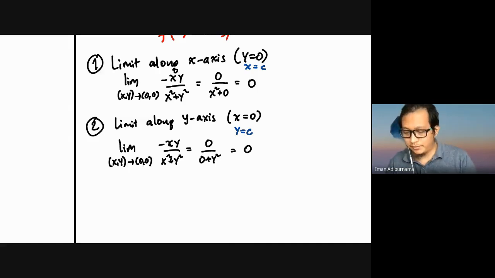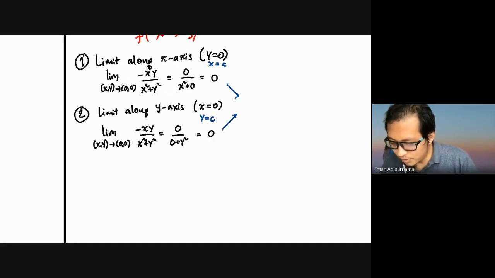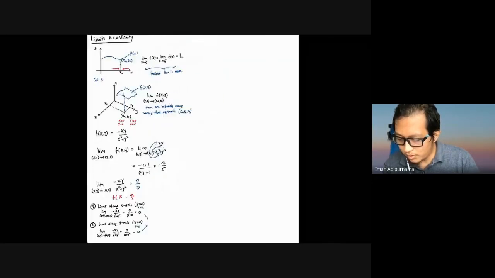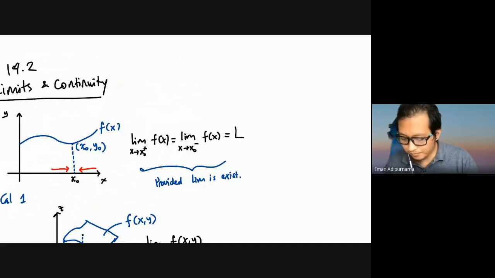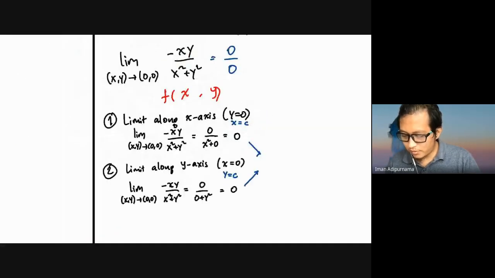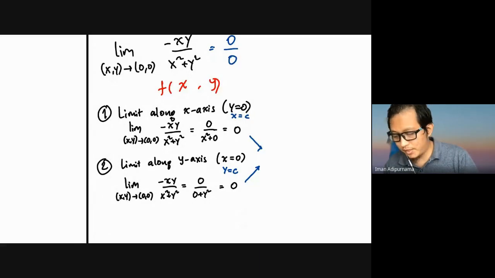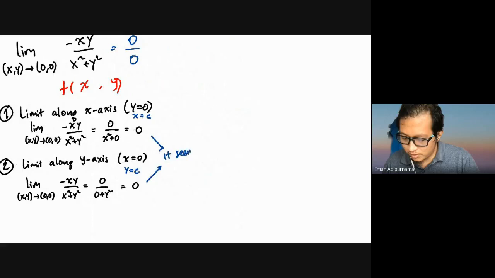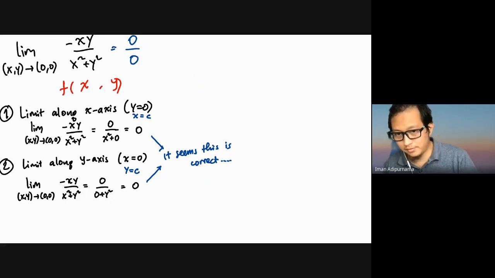Okay. When we look at this, and compare to the definition in first calculus, if we have a limit, we get it from left and from right, having the same value. It's true, the limit exists, right? Left-hand limit, right-hand limit, okay? But here, when we are doing case by case, it seems this is correct. It seems, right? But we can also check another case.